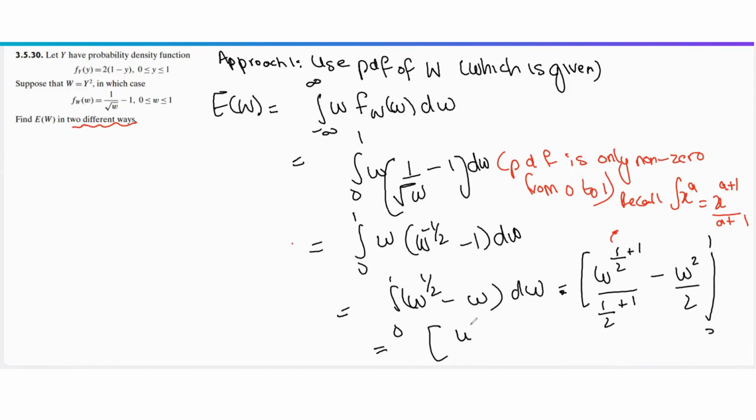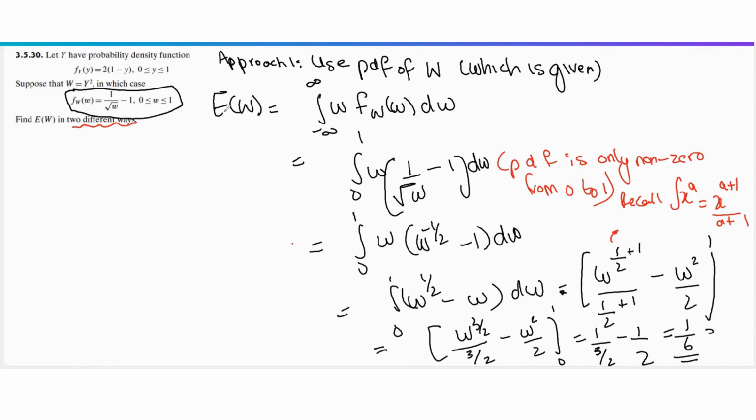If you simplify this a bit, this becomes w^(3/2) divided by 3/2, minus w squared by 2, from 0 to 1. So now when I plug in the limits, this becomes 1 over 3/2 minus 1 over 2, and you can simplify this, and this turns out to be 1/6. So approach 1 was that you can find the expected value of W using its PDF, which is given to you. And we know how to find the expected value for any continuous random variable. We did it like this.